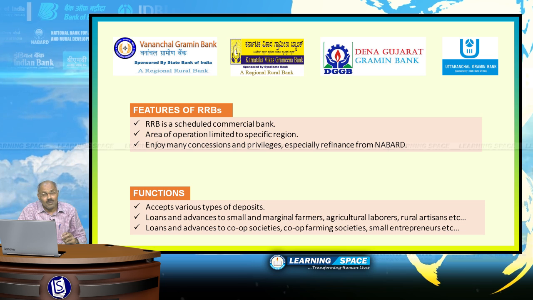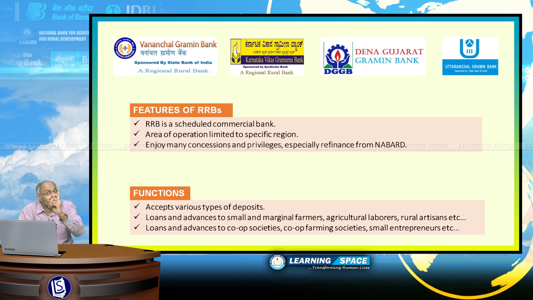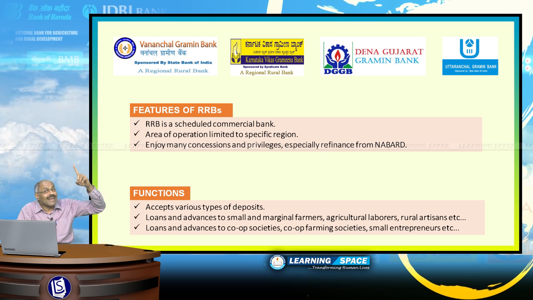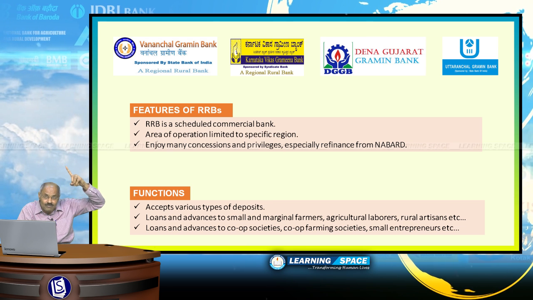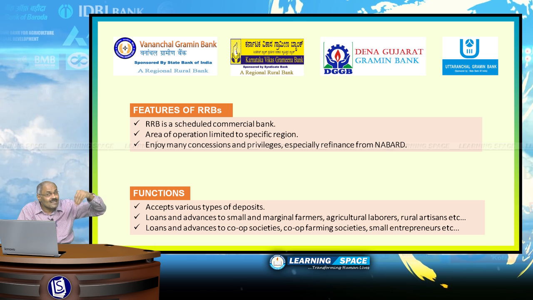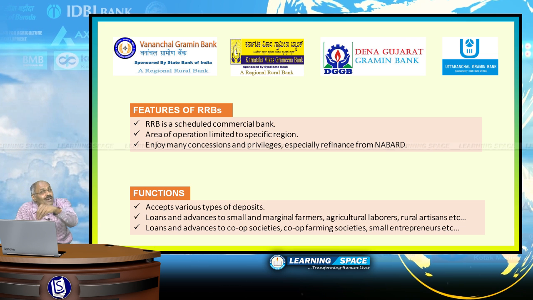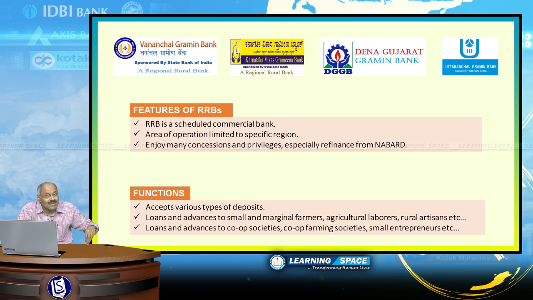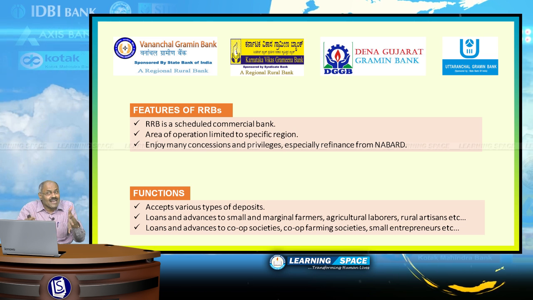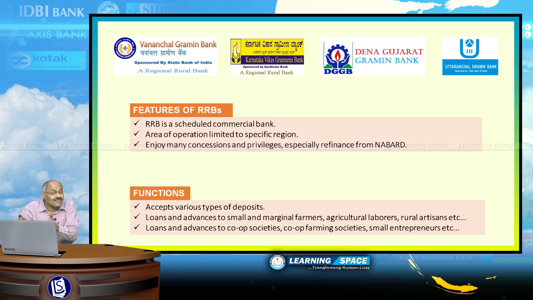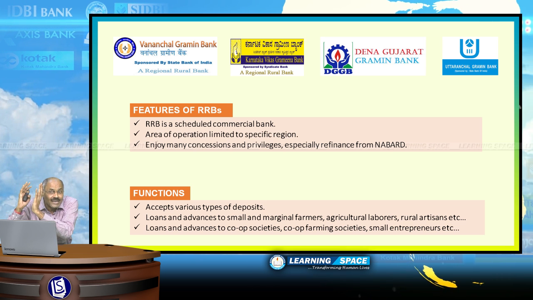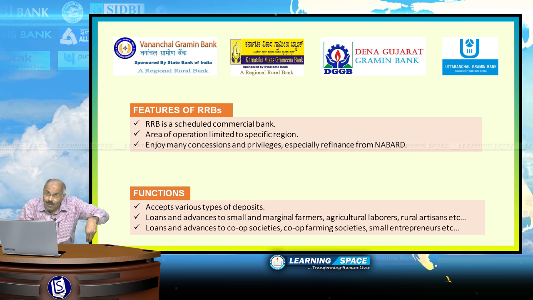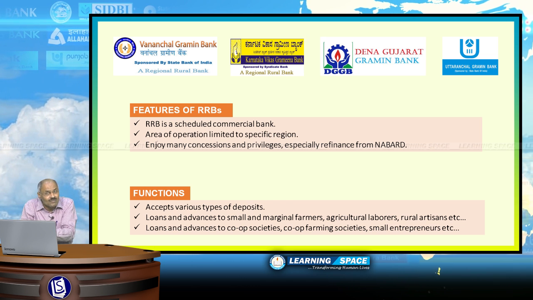And features of rural banks. Rural bank is a scheduled commercial bank for all practical purposes, and all these will be enlisted in Schedule 2. And this regional rural bank is a scheduled commercial bank. Area of operation is limited to a specific region. That means if I say Dena Gujarat Gramin Bank, certain districts will be allocated to it. It can open branches and it can conduct its operations only in those areas.